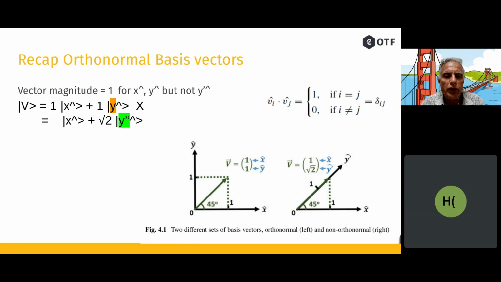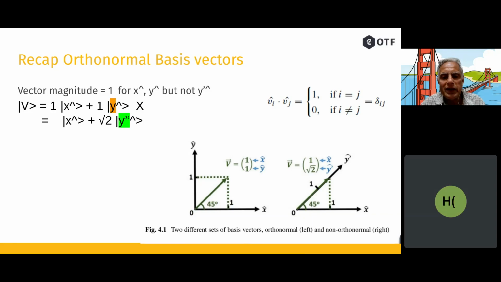X cap is a unity vector in the x direction and y cap is a unity vector in the y direction. When you take a combination, that is, 1 unit of this plus 1 unit of this, vector v is represented as 1 unit in the x direction and 1 unit in the y direction. That appears to be a vector v which is at 45 degrees and has 1 component in x and 1 component in y, as shown in figure 1, left side.